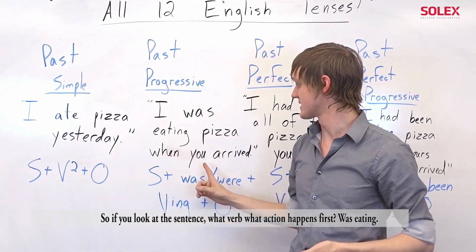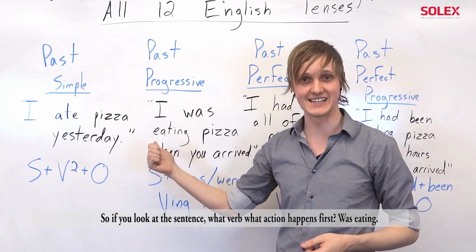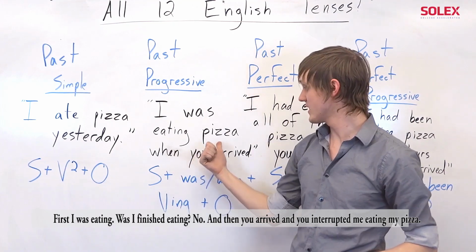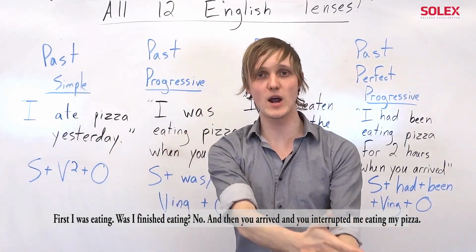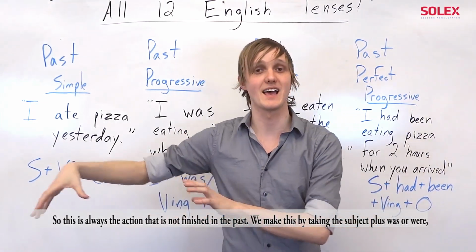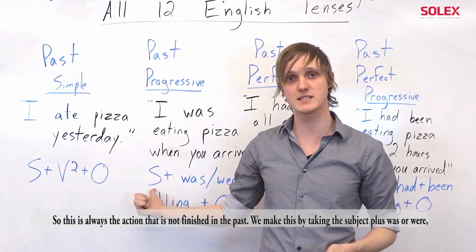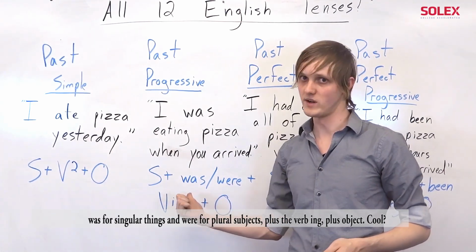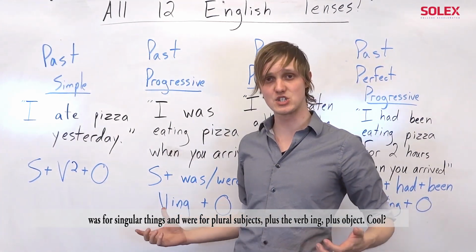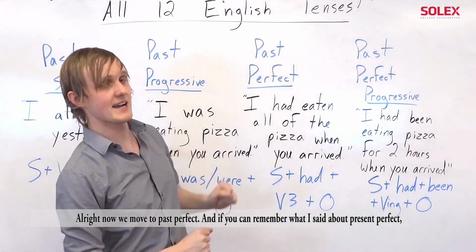So, if you look at this sentence, what action happens first? Was eating. First, I was eating. Was I finished eating? No. And then you arrived and you interrupted me eating my pizza. So this is always the action that is not finished in the past. We make this by taking the subject plus was or were, was for singular subjects and were for plural subjects, plus the verb ing plus object. Cool?